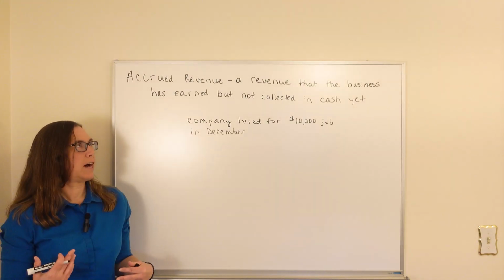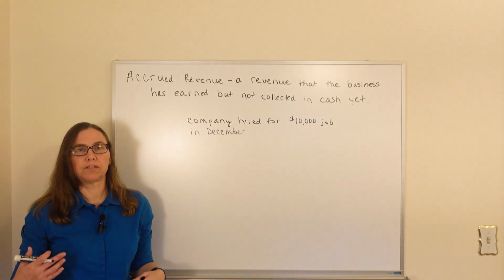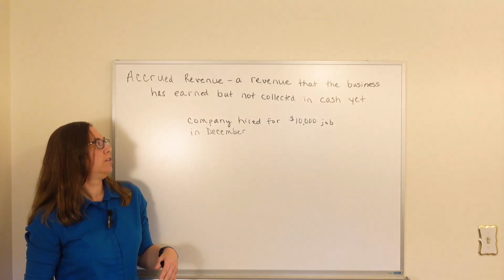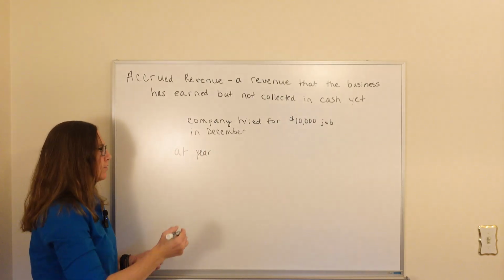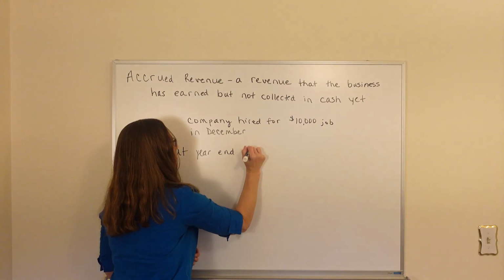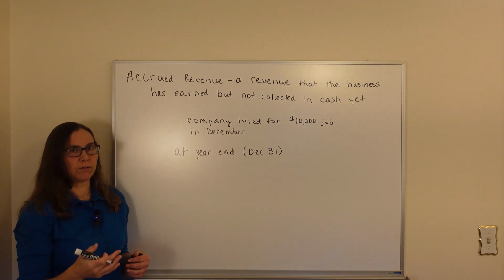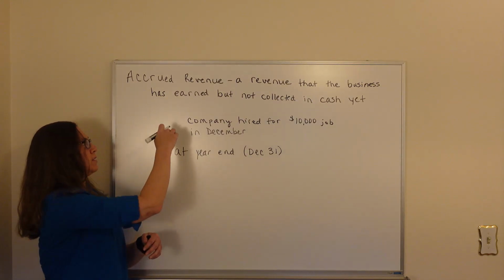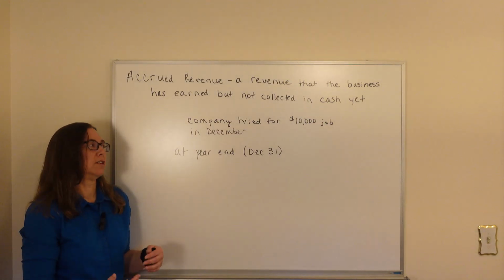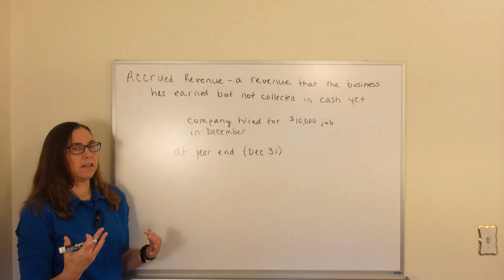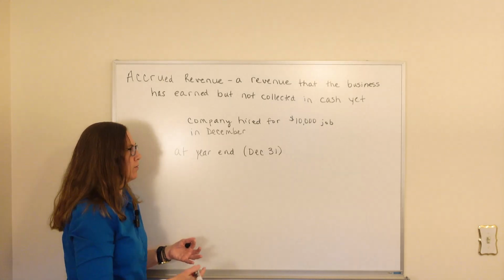Well, if year end happens at the end of December, they might look at this job and ask themselves if they've earned any of the revenue so far. So at year end, assuming year end is December 31st, they would want to look at this to decide how much of the revenue they've earned up to that point, from the time they started the job to the time that they're doing their year-end adjusting entries. So let's say at year-end, they calculate or estimate that they've earned 30% of the revenue.